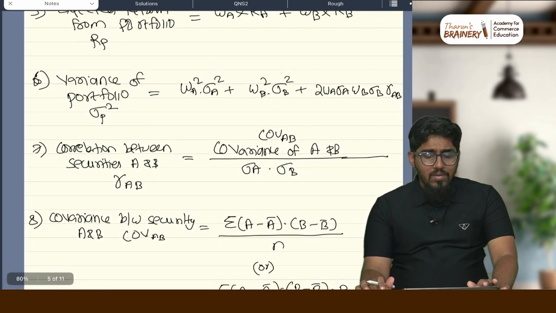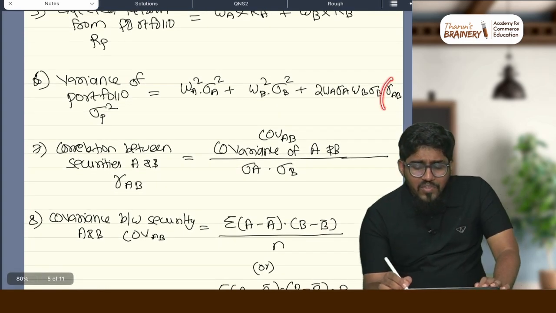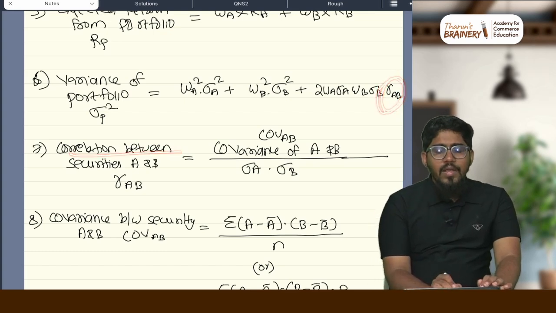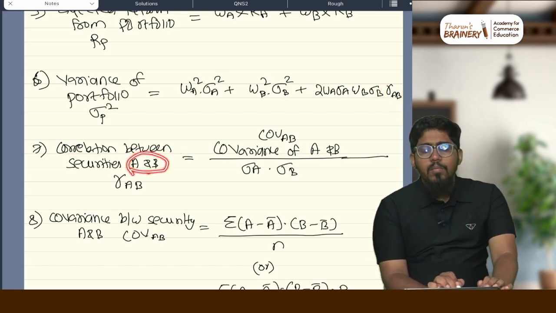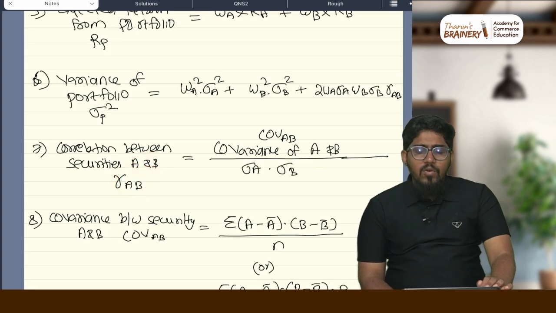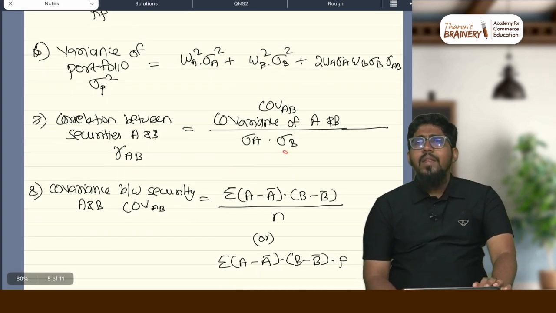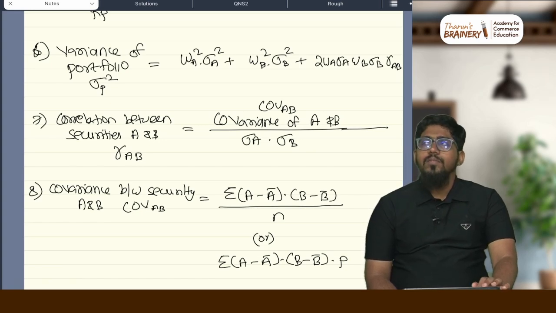Now, sir, what is the correlation coefficient? What does R of AB mean? It is nothing but the correlation between security A and B. How to calculate it? Correlation coefficient is equal to covariance of A and B divided by standard deviation of A into standard deviation of B.